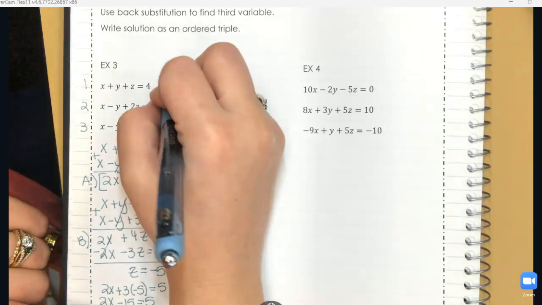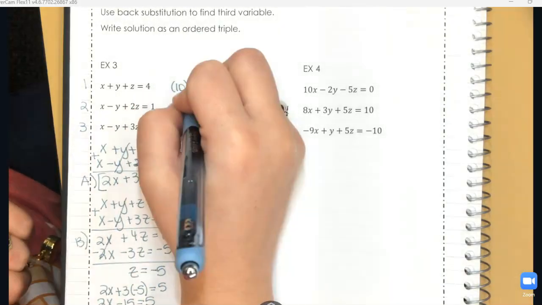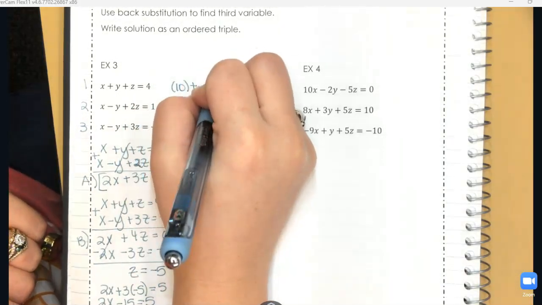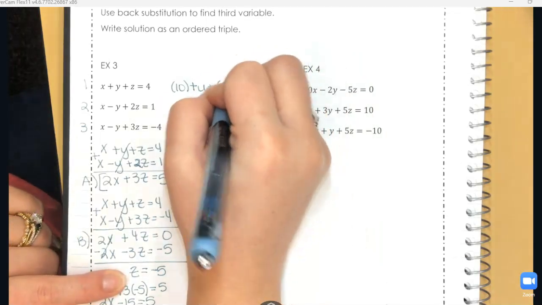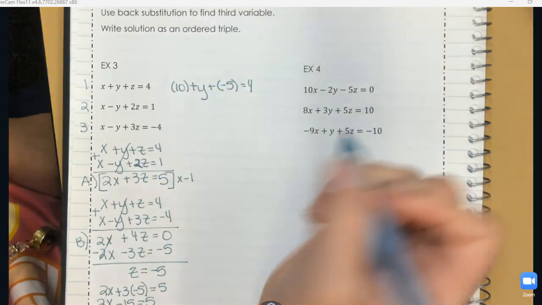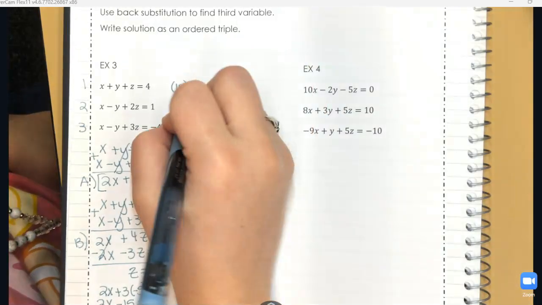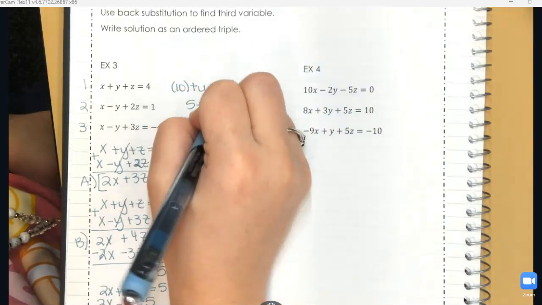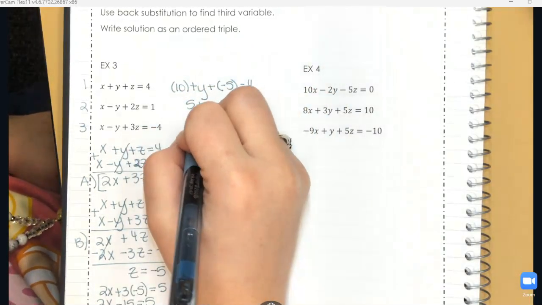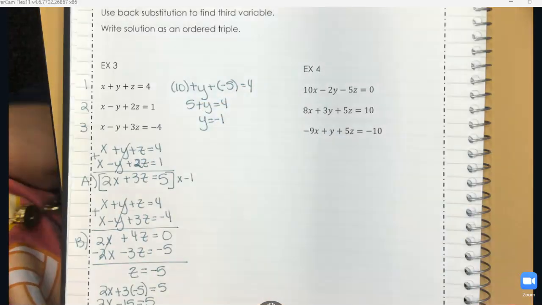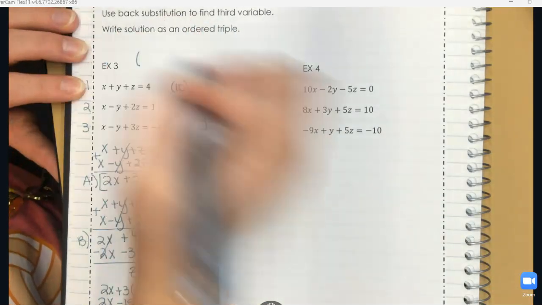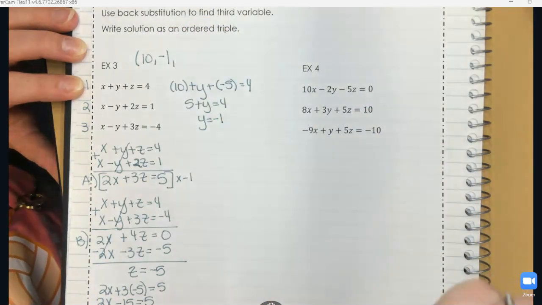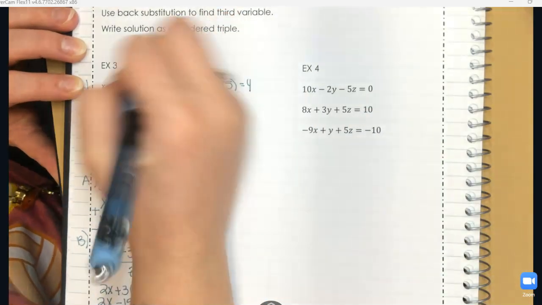X is 10, plus y is what I want to solve for, plus we now know that z is -5, and that needs to add to -4. Well, 10 minus 5 is 5. When I subtract 5 from 4, I get -1. So my ordered triple in order is going to be 10 for x, -1 for y, and -5 for z.